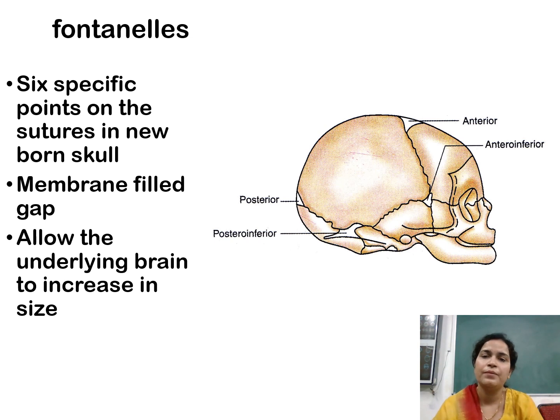The anterior fontanelle gets completely ossified, or closes, at the 18th month after birth, so at 1.5 years of life in a child. Here the anterior fontanelle gets closed. The rest of the fontanelles, the anterolateral, posterolateral and the posterior fontanelle, close at 6 to 8 months after birth. So these are the three other fontanelles other than the anterior fontanelle.